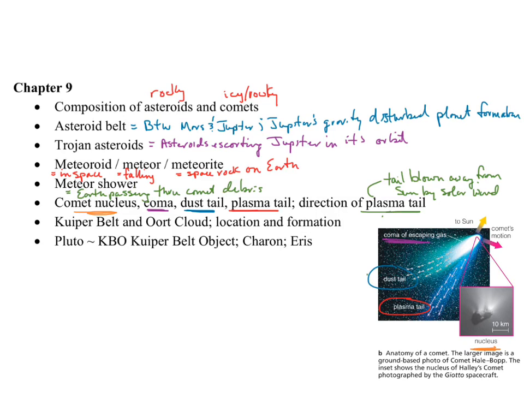The next one: comet nucleus, comet coma, comet dust tail, and comet plasma tail. I went ahead and brought in this figure from your textbook, so you need to know the anatomy of a comet.